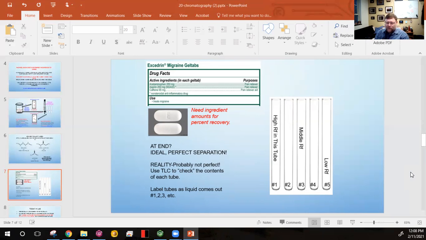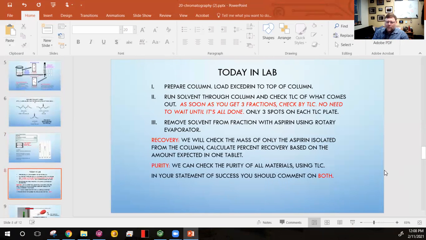Okay, Excedrin has acetaminophen, aspirin, and caffeine in it. We're going to separate those on column. So you're going to grind them up. You've got a procedure that is going to describe to you how you should load these on the column. So when you come in the lab, prepare your column, load the Excedrin on the top of the column. You're going to push solvent through the column, followed by TLC. Right? TLC is the workhorse analytical technique for organic chemists.